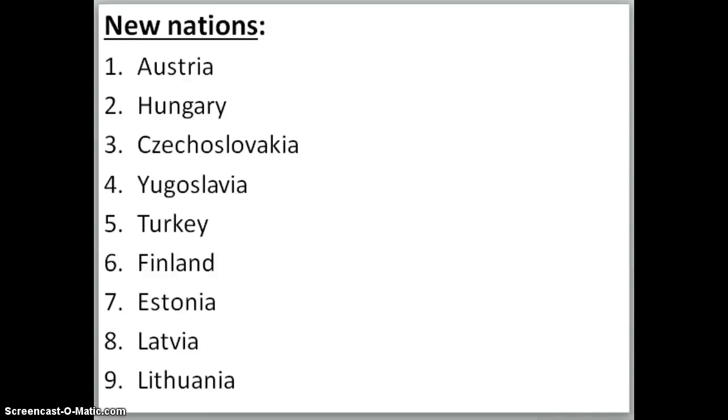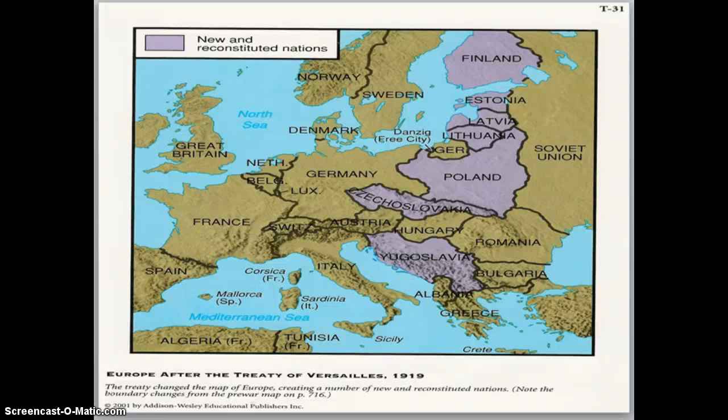So here's a map. Everything that you see in purple are new countries that were created out of the land. Finland, Estonia, Latvia, Lithuania, Poland, Czechoslovakia, Yugoslavia. Austria and Hungary are separated. So even though it's not new, it is still quote unquote new area. It was separated. Turkey is where the Ottoman Empire used to be, and it's right here. So this we used to know as Ottoman Empire is renamed Turkey.